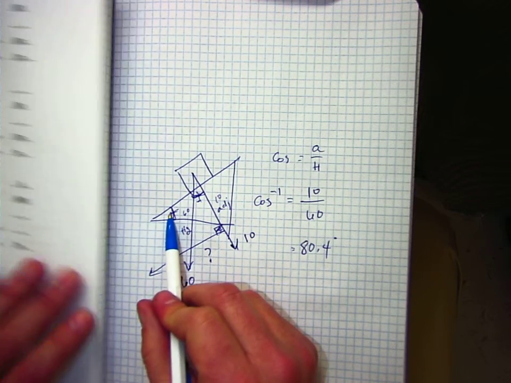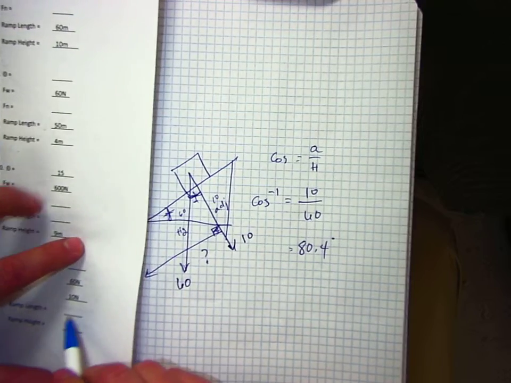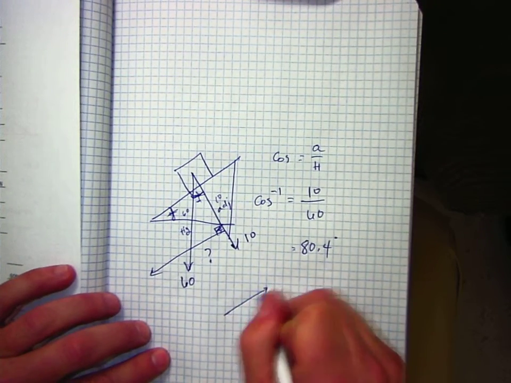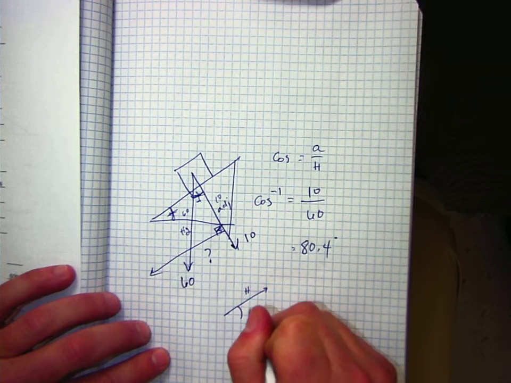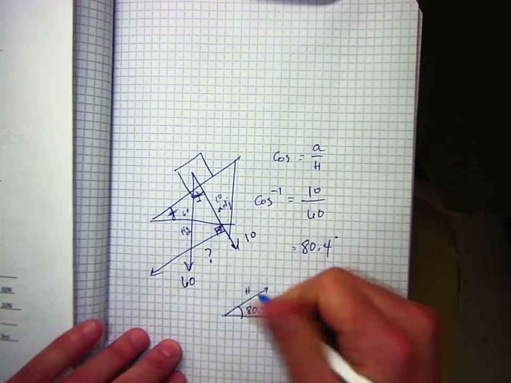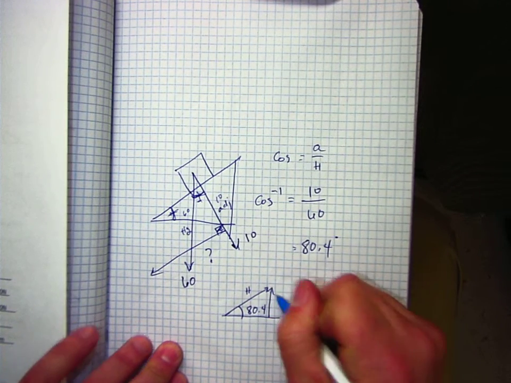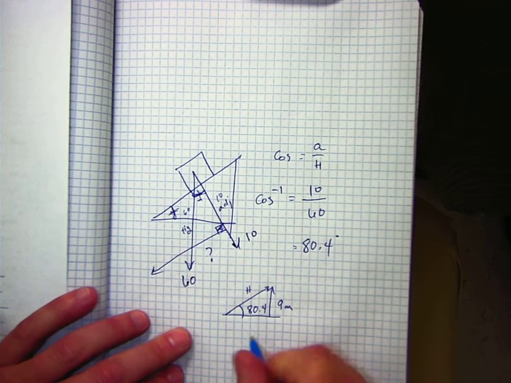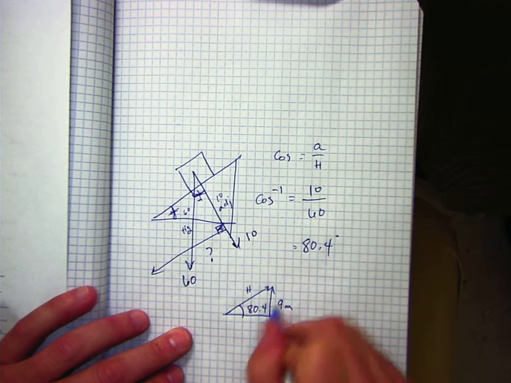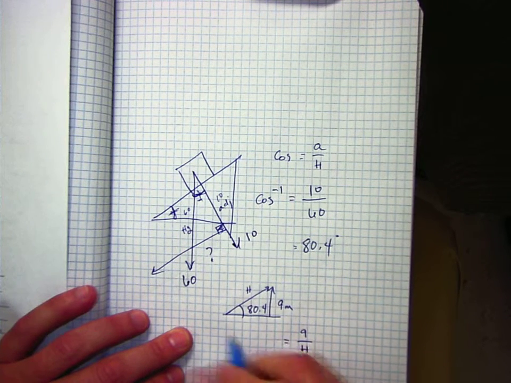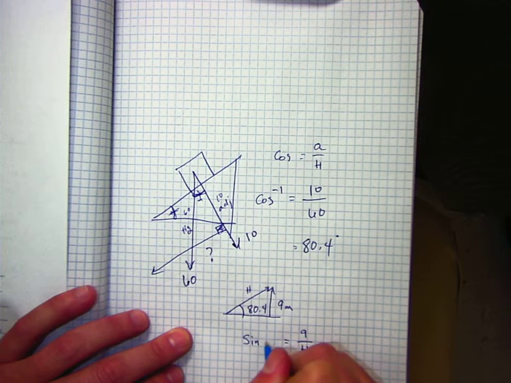That's 80.4, and they now want us to find the ramp length. All right, so we need to find this, which is the hypotenuse. We know that this is 80.4. We know that this is 9 meters according to the problem. So I've got opposite and hypotenuse. 9 over an unknown h is equal to sine 80.4.